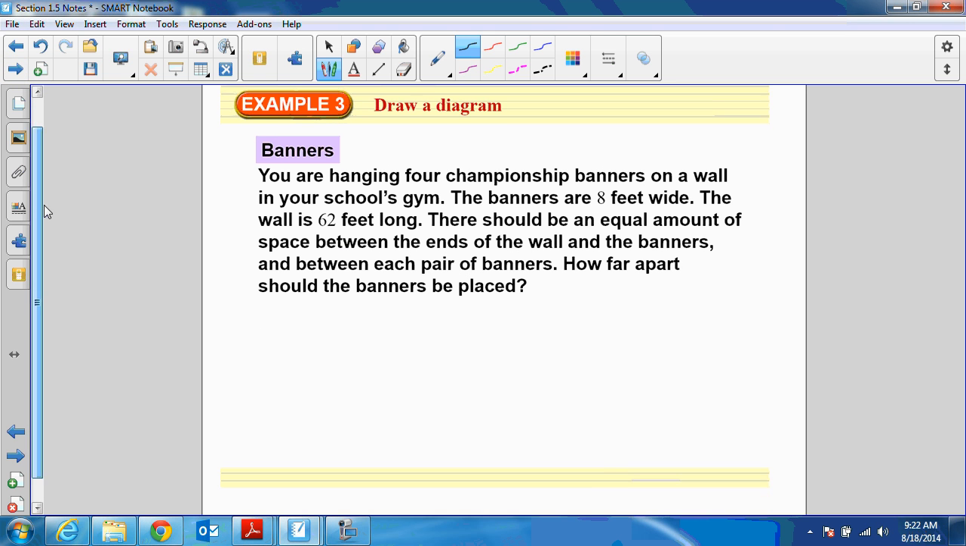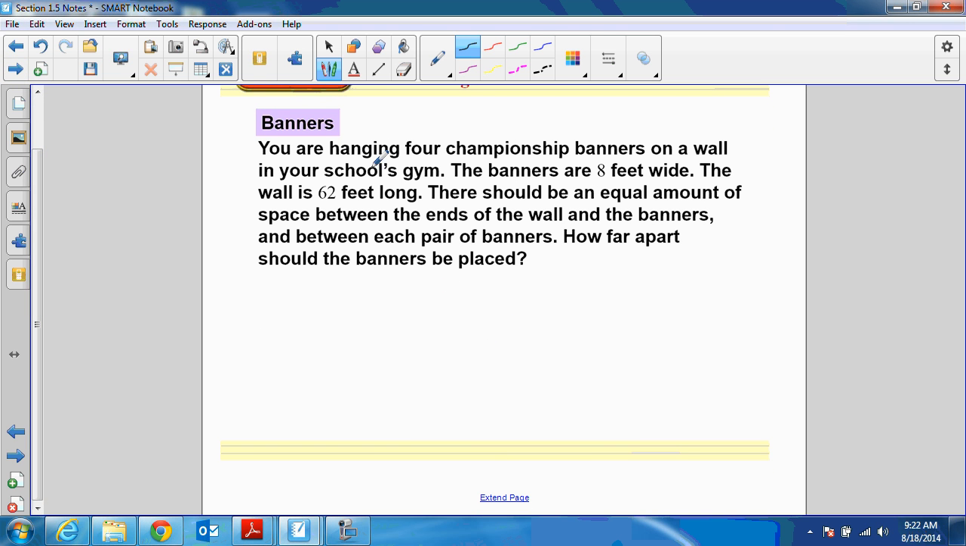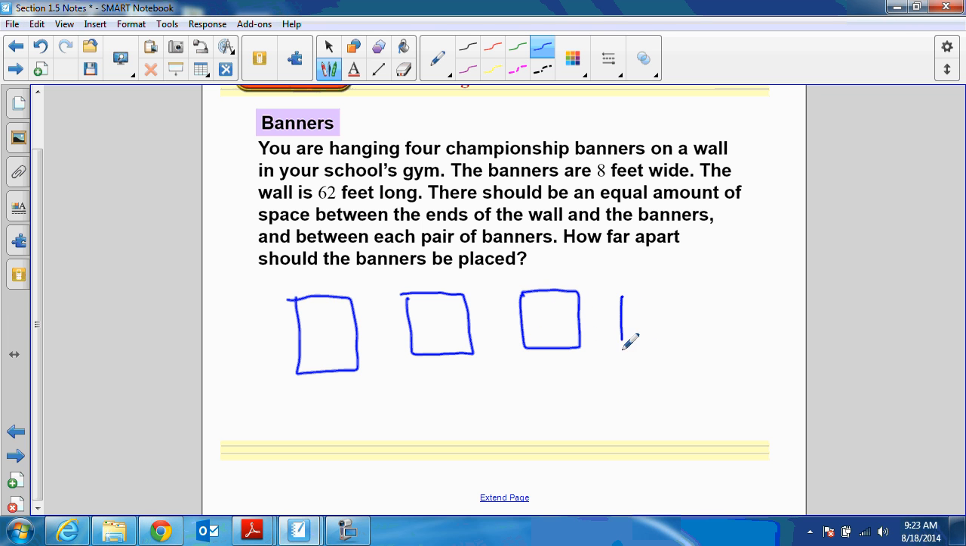Okay, banners. This is a good problem to focus on drawing out your answers to solve. Hanging 4 championship banners on the wall in your school's gym. The banners are 8 feet wide. The wall is 62 feet long. So what I do is I draw my 4 banners, just make some rectangles, but they're 8 feet wide. And I'm just going to put an 8 underneath all of them to know how wide they are.